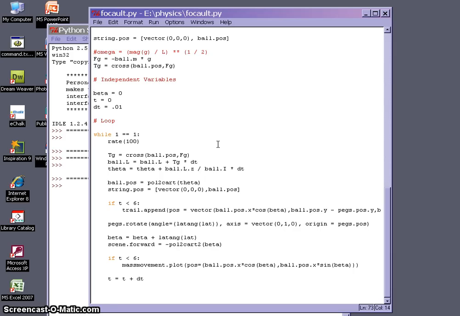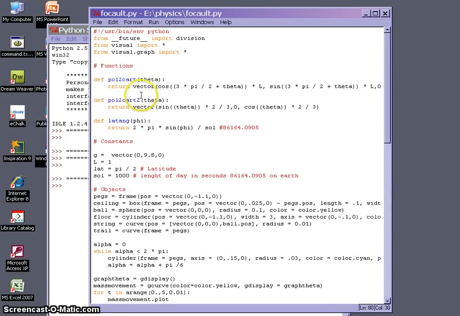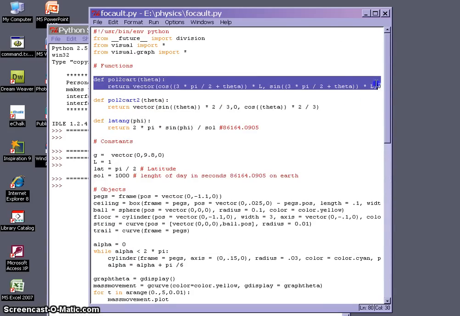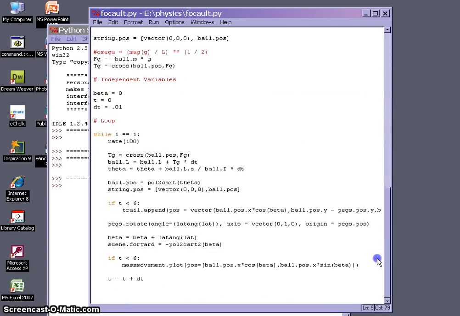Then we implement the angular momentum principle to update the angular momentum ball.l, and then furthermore use that to update the angular position of the end of the pendulum. Then using a polar-to-Cartesian function, which I created up at the top, to convert from polar to Cartesian coordinates, we take our angular position to get an XYZ vector position to animate the position of the ball.